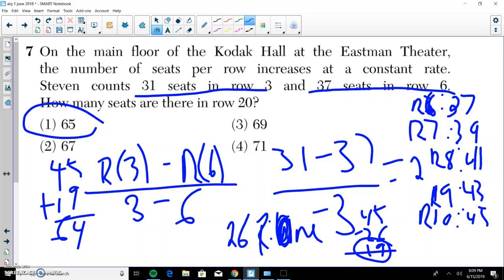Let me just make sure with this. 31, 30, 29, 28, 27. So it started at 27, not 26. Then it goes by 20, so 45 plus 20, and you get the exact answer, which is 65.